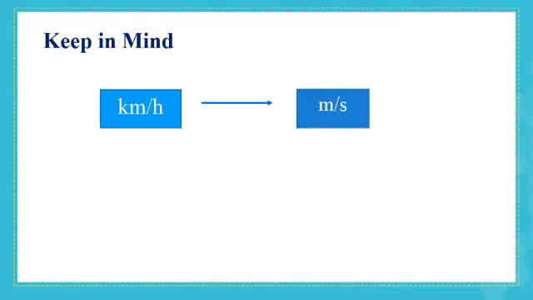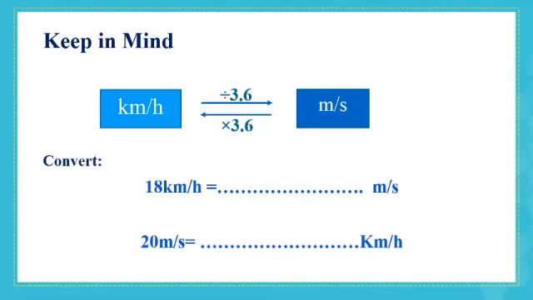To convert kilometer per hour to meter per second, we divide by 3.6. To convert meter per second to kilometer per hour, we multiply by 3.6. Have 2 minutes to solve the following, then check your answer.